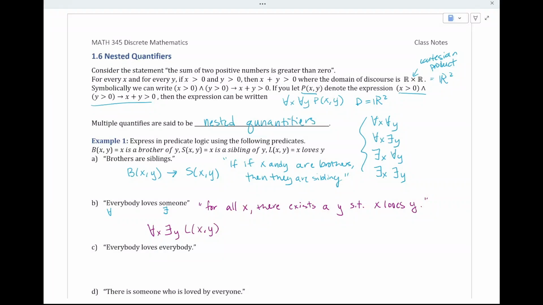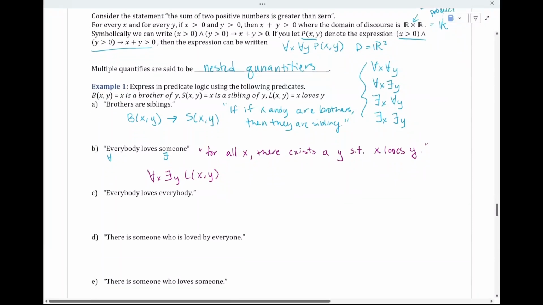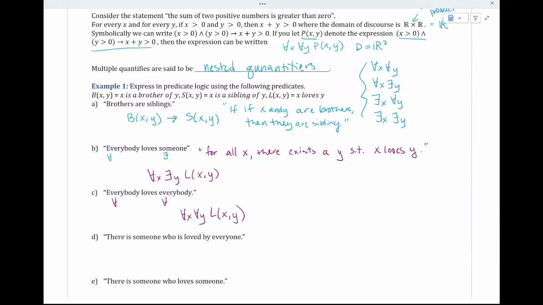All right, let's take a look at the next one. Everybody loves everybody. Everybody is for all, and everybody is for all. So I can use a very similar thing: for all x and for all y, x loves y. For all x and for all y, L of x, y.